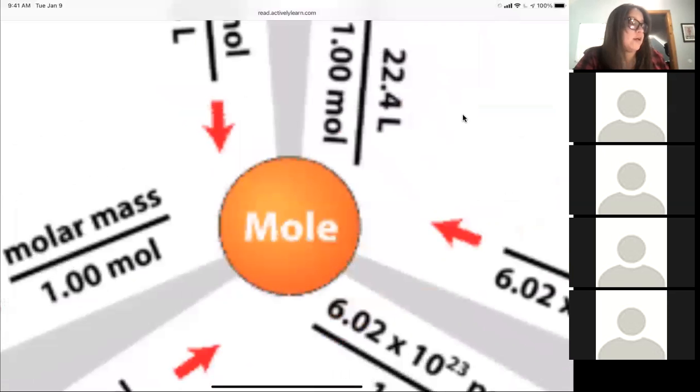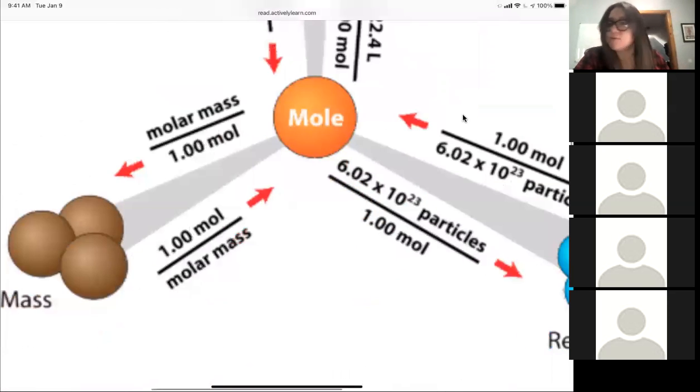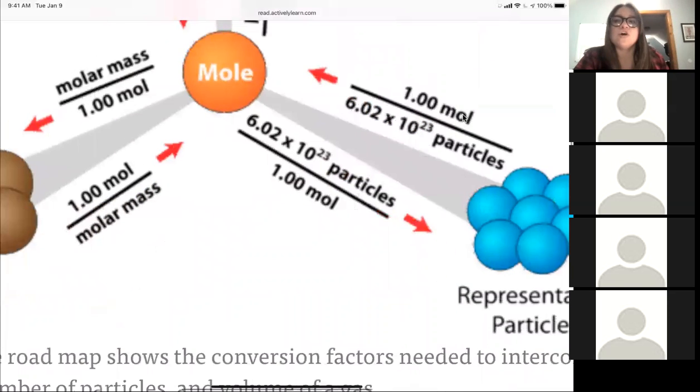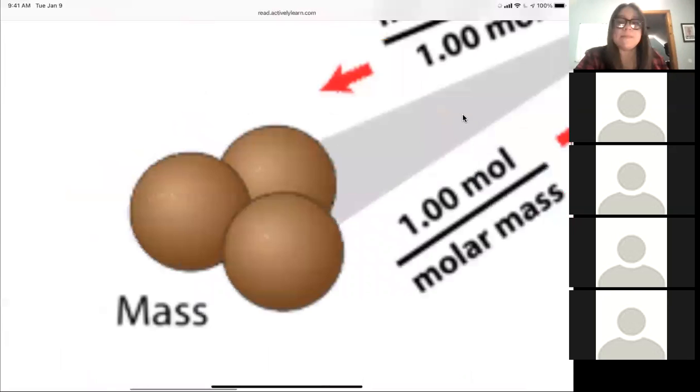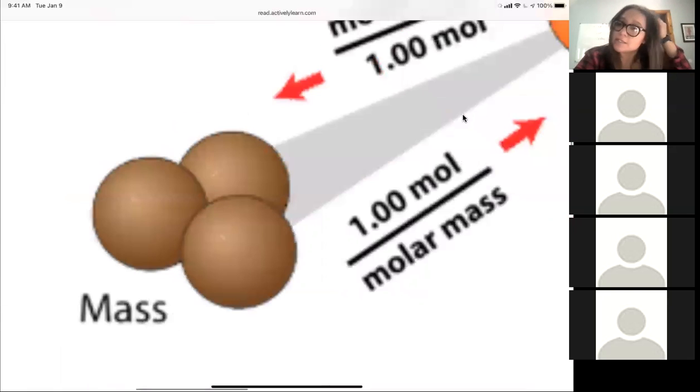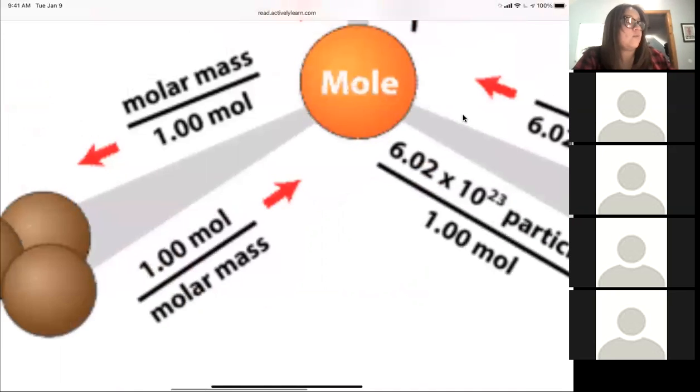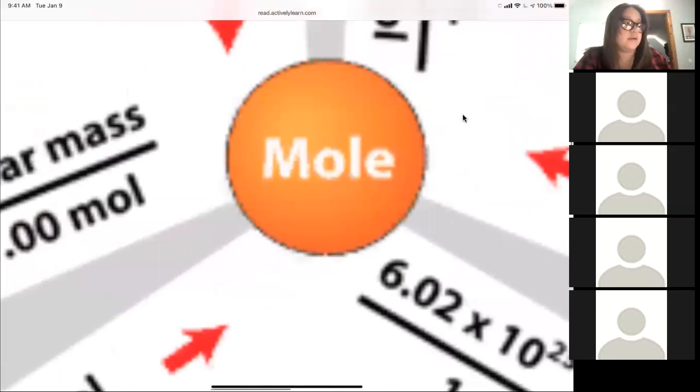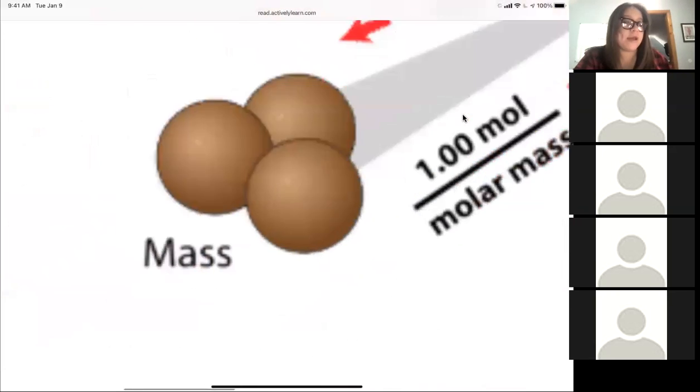Okay, if you look, this one says mass, this one says particles. Nothing says grams. Grams is actually mass. Mass is always calculated in grams. So we are starting in moles. We are moving to grams.